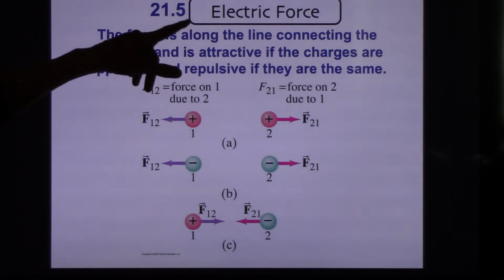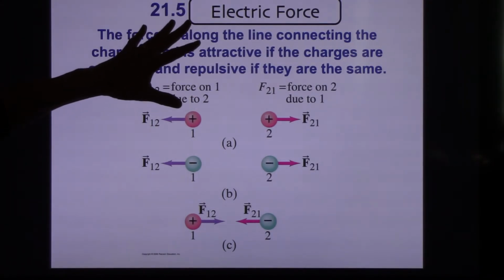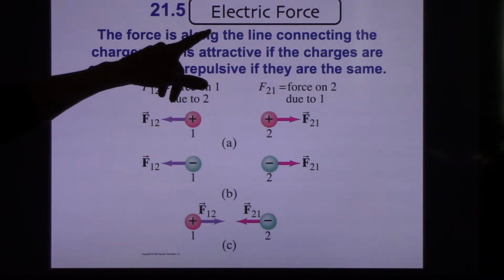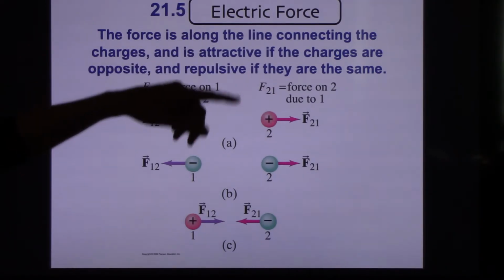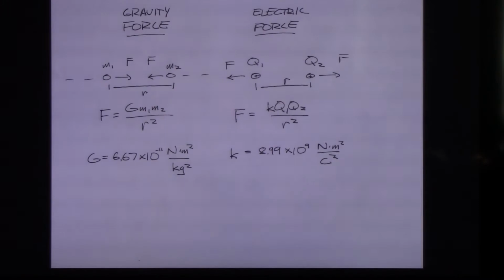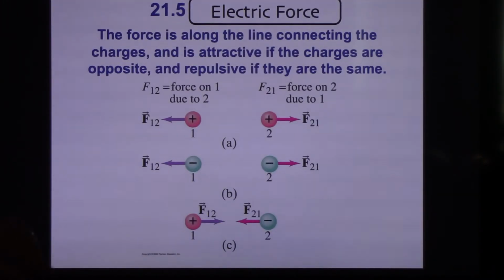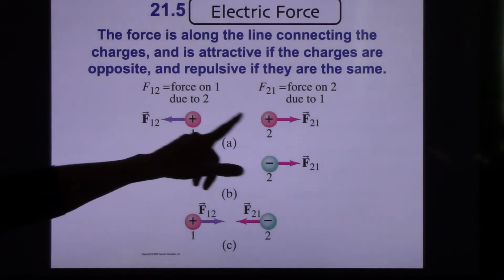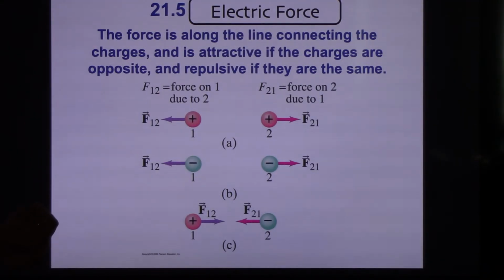So, look, I overwrote some of these things. I wanted to go back and say this is an electric force. So the forces here, same thing we were talking about on the previous diagram.